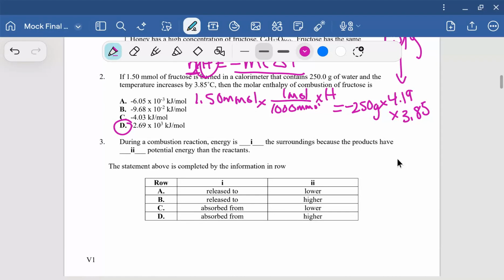The next one is just more of a theory question. Within the combustion reaction, because it is combustion, we should know that it is exothermic. So energy is going to be released to the environment, not absorbed. And then when it talks about the potential energy, every exothermic graph has reactants higher than the products, right? We have that drop. So because of that, the products would have a lower energy than the reactants because of that placement.